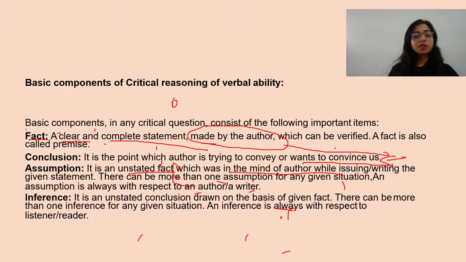So the assumption is always with respect to the author, as I already told you. And there can be more than one assumption for any given situation. That also has to be kept in mind.